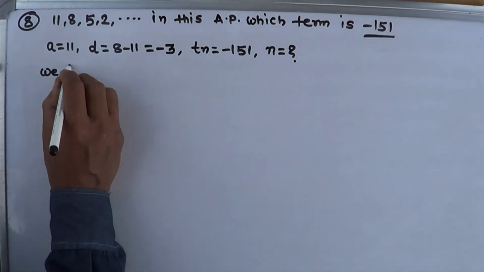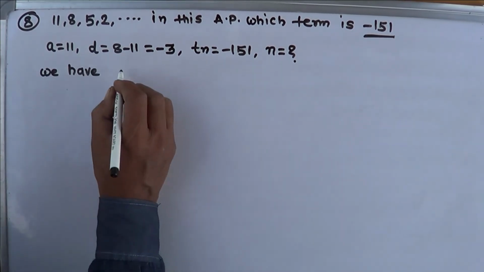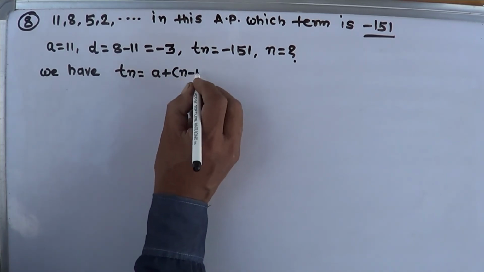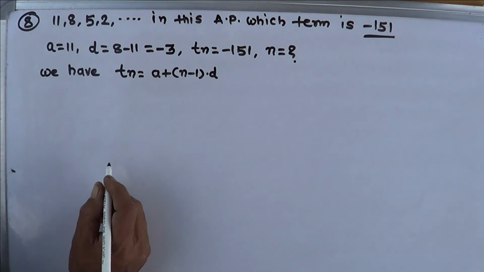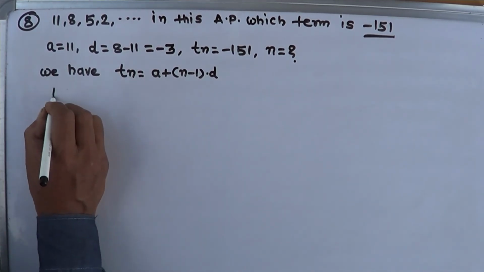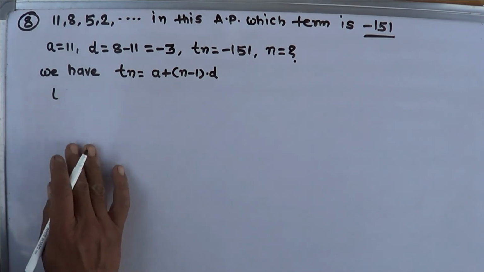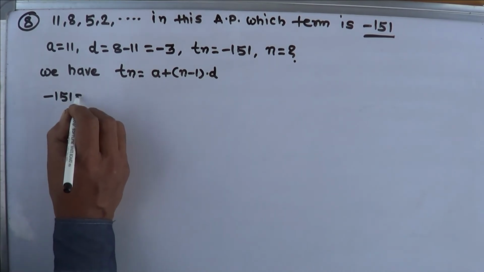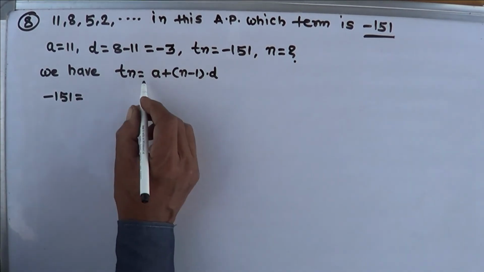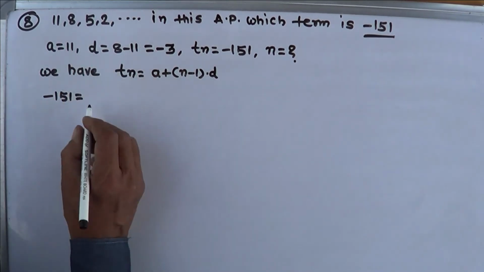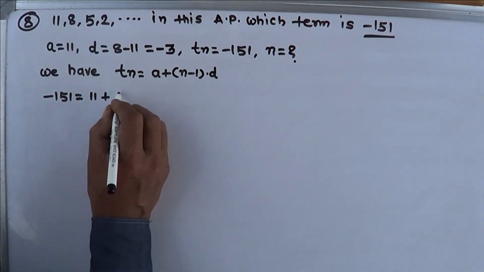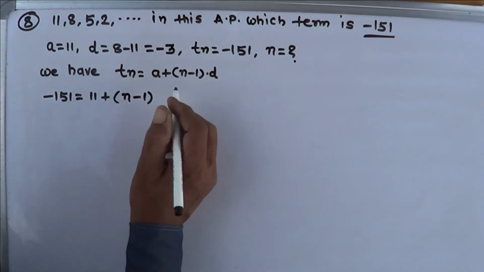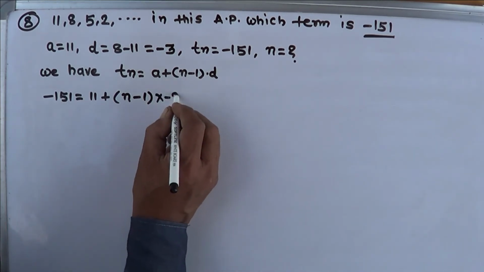Now write the formula. We have Tn equal to a plus n minus 1 into d. So put the values. The value of Tn is minus 151. So this will be minus 151, which is equal to a is 11 plus the value of n, we don't know, n minus 1 into the value of d is minus 3.